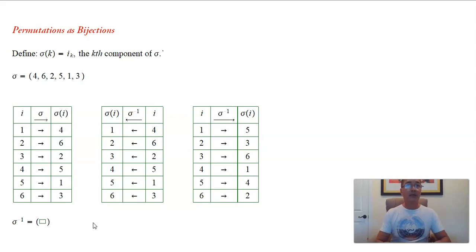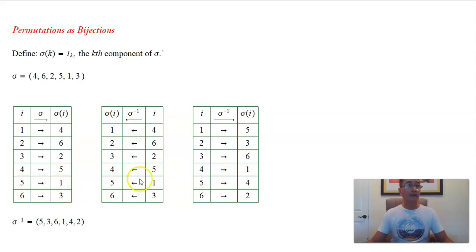Sigma inverse is 5, 3, 6, 1, 4, 2. That's what we have over there. So of course, in your homework, you can do this more directly. Just look at the first table and produce this table right away.